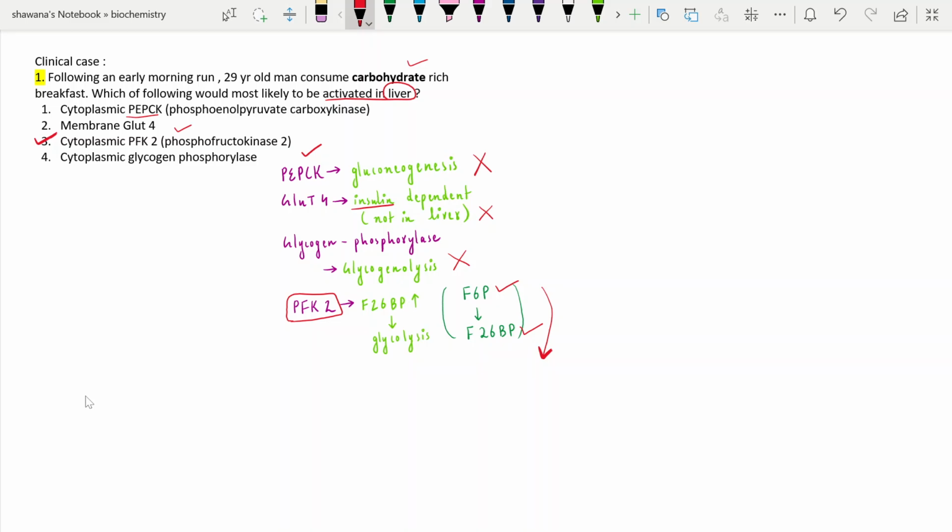I hope you get the concept about glycolysis. It's just an introductory lecture, and in the subsequent lectures, we'll discuss in detail the steps of glycolysis and the enzymes as well.